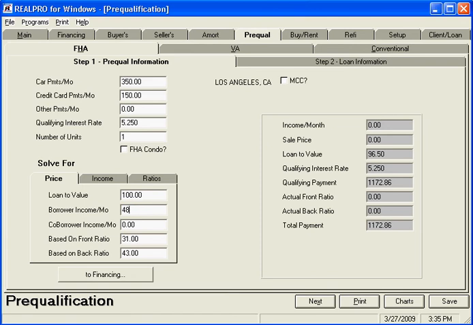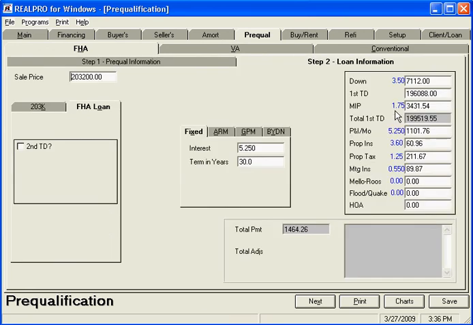We're going to put in $4,800. No co-borrower income. The front ratio is based on 31 and the back on 43. And those are the FHA guidelines. Yes, they can be pushed and they can be changed depending on extenuating circumstances. But for this purpose, we're going to go with the guidelines. So 31/43 gives us a sales price of $203,200. We can continue here and see what the answers are.